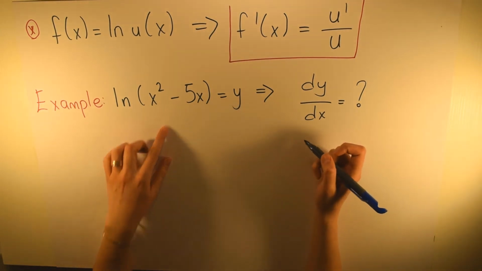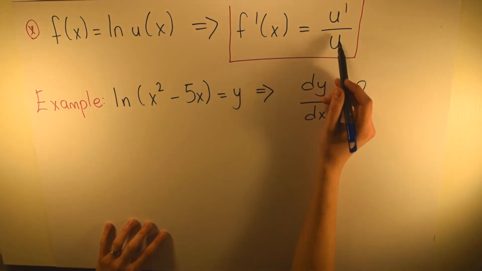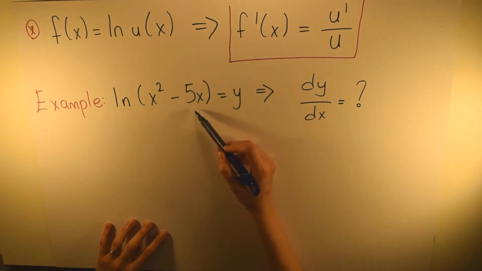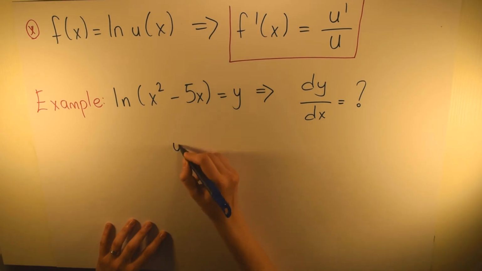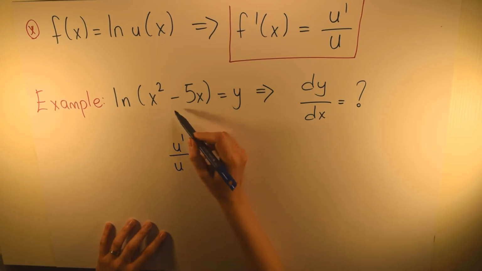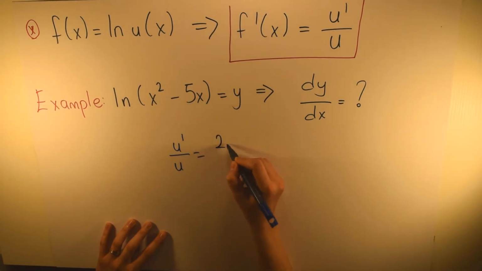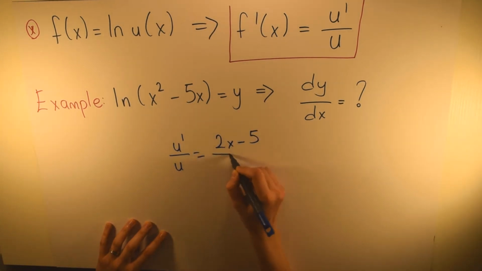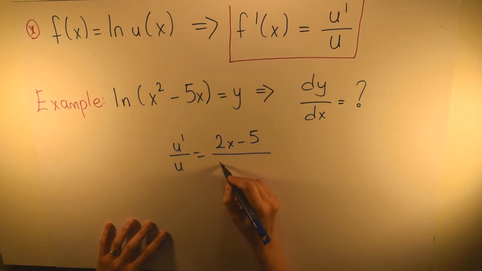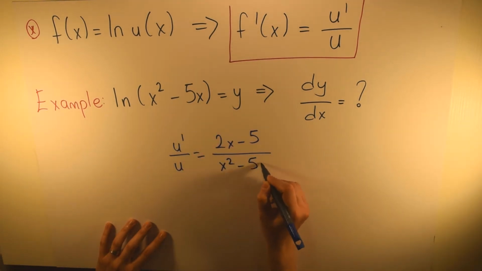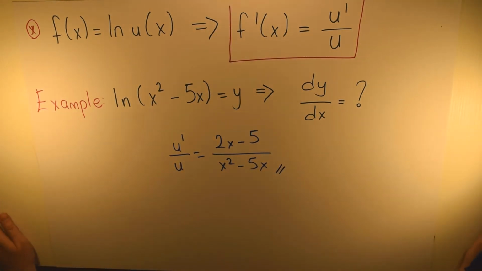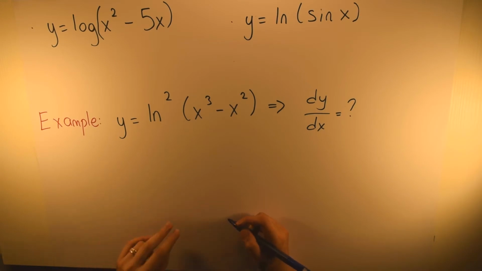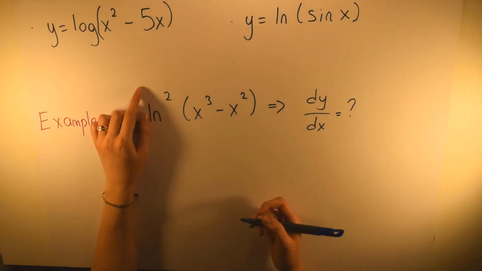So what's this derivative? As you can see in this formula, we will take the derivative of this part and then divide it by the original expression. So it will be the derivative of u over u, which is equal to, what is its derivative? It's 2x minus 5 over u, it's x squared minus 5x. You can see this is very simple and easy to remember. So we have learned two different formulas for logarithmic functions so far.